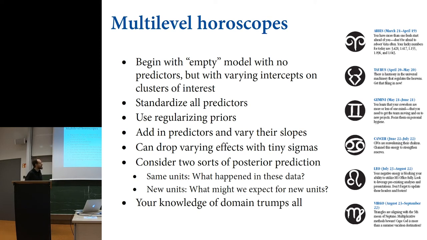Use regularizing priors. This makes the model fit better, and it prevents impossibly wild overfitting as well. Then you start adding in predictors and vary their slopes if they're in clusters, and you go. If you get varying effects that have tiny sigmas, you can drop them. It's harmless. You could also leave them in. You'll get the same predictions. Yeah? So I tried to show you before. And then look back at the end of chapter 12 where I talked about the sort of posterior predictions of interest. Are your inferences about the specific clusters that were in these data, or are they about some generalization to other clusters? So you need to be careful when you inspect the predictions which of these you're concerned with.